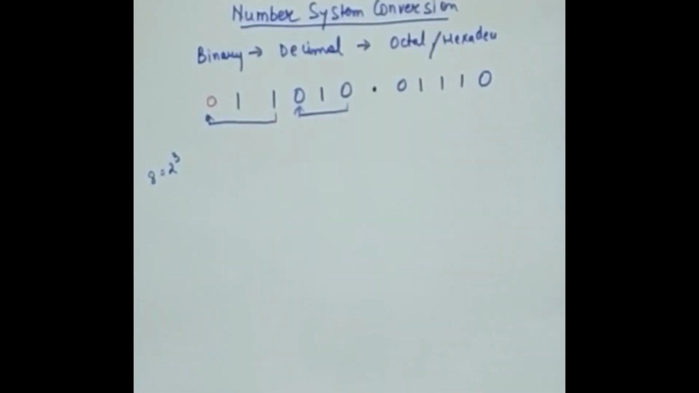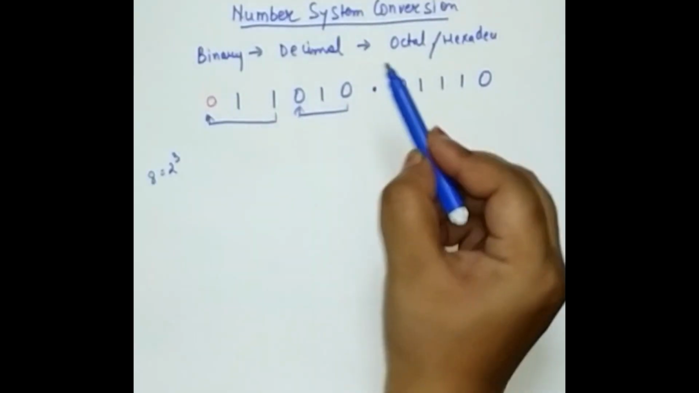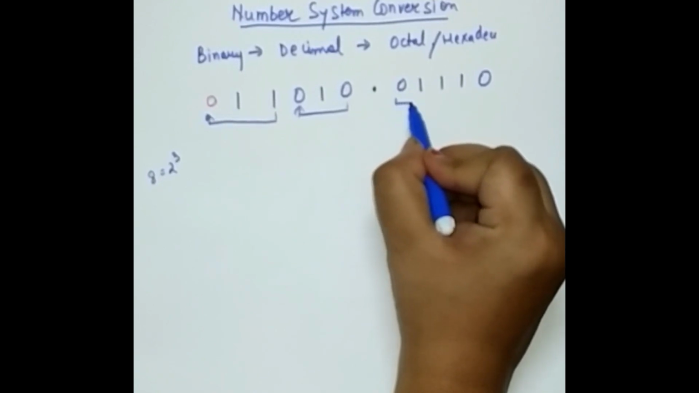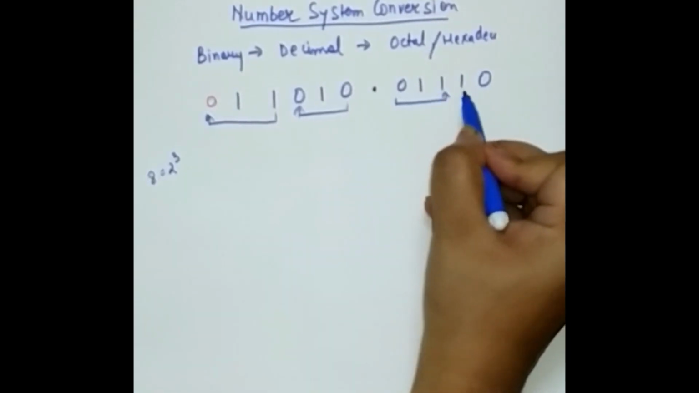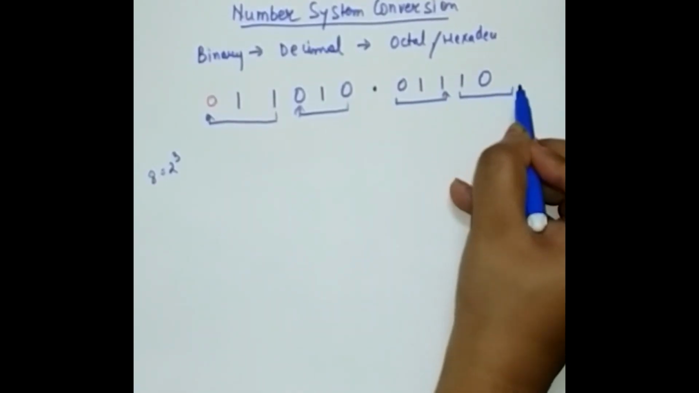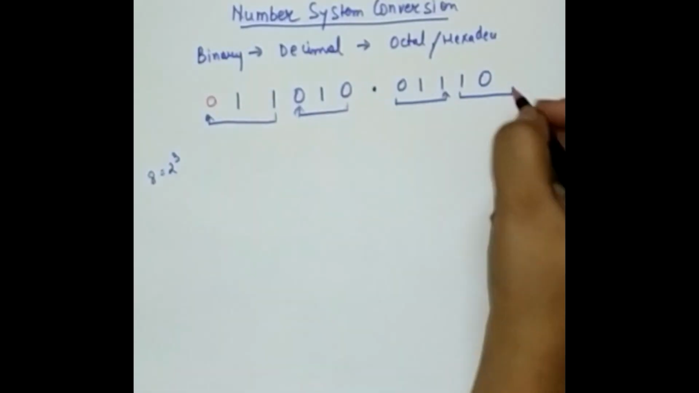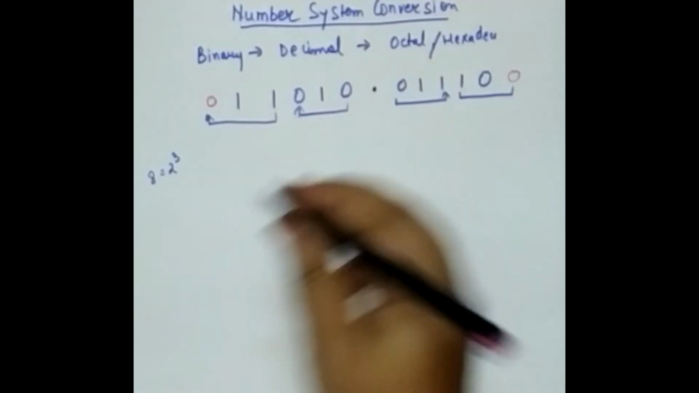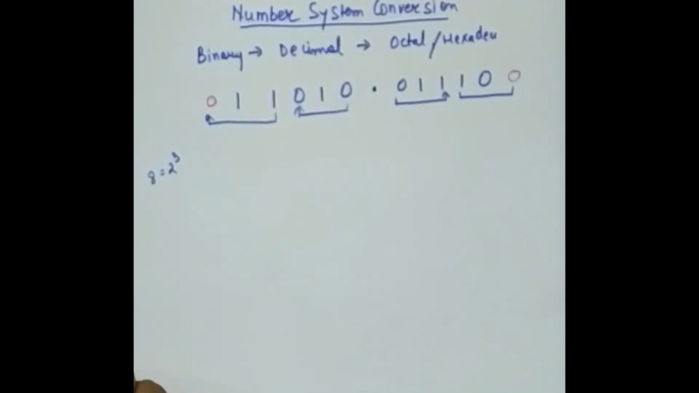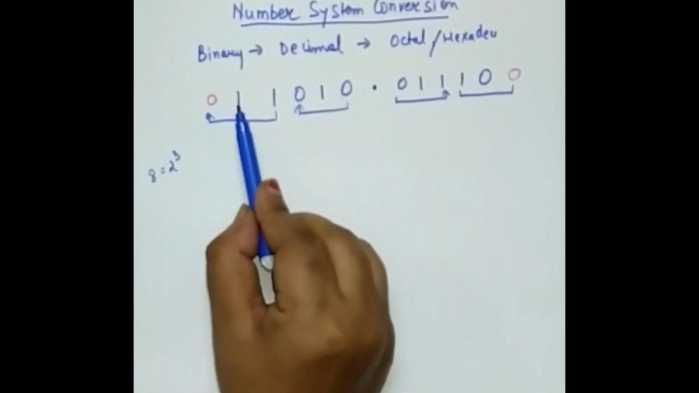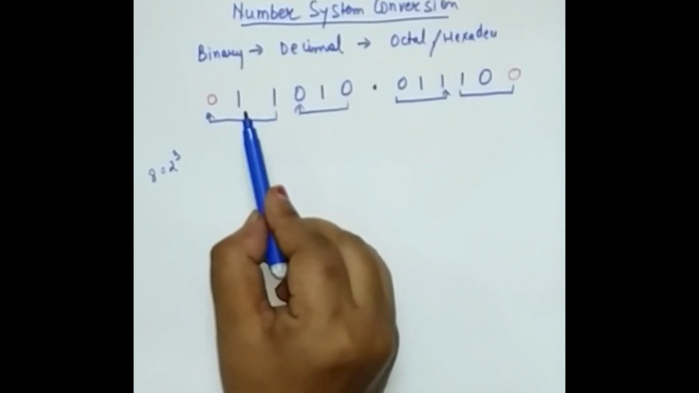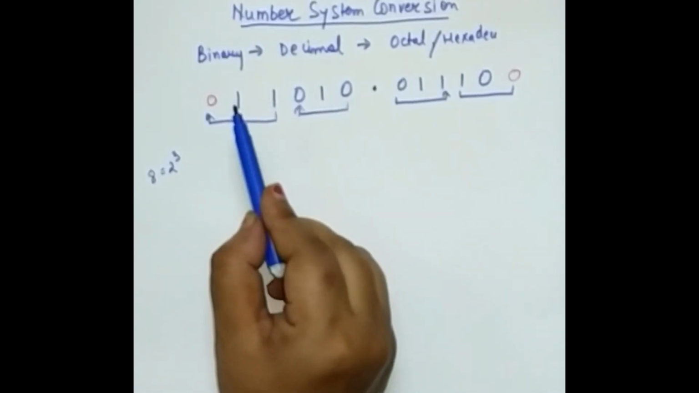Similarly for this side you will go from left to right, so you take 3 bits. Again here the third bit is absent, so you will put a 0. Now a binary number 011 equals how much in octal?